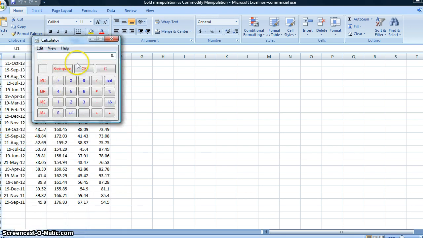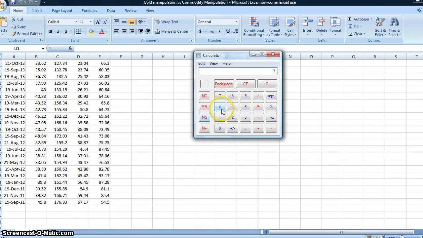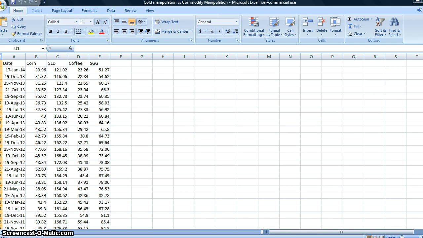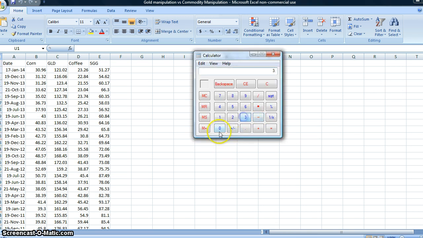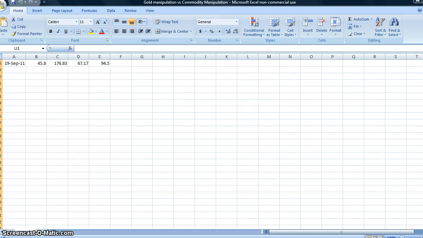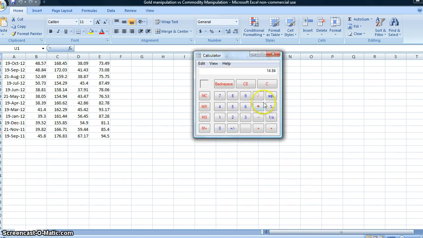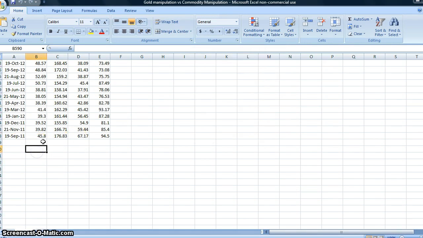And let's get the calculator out. Okay, so at the high it was 45.8 minus, let's scroll all the way up for corn, and that is 30.96. And then what is it again? I hate doing this. 45.8. So divided by 45.8. 32% move to the downside. Let's put that here. 32% move to the downside.